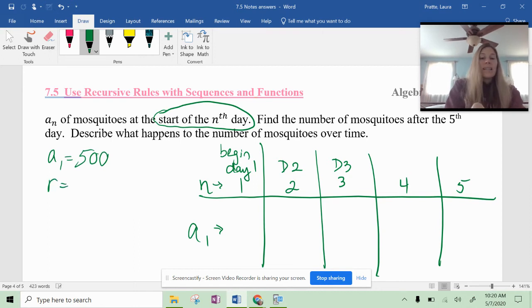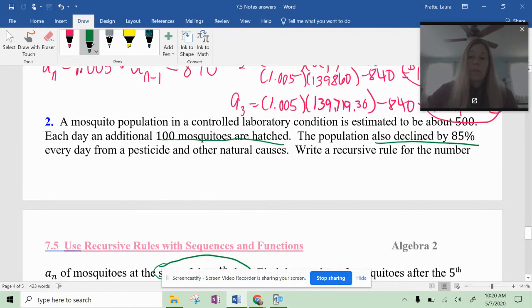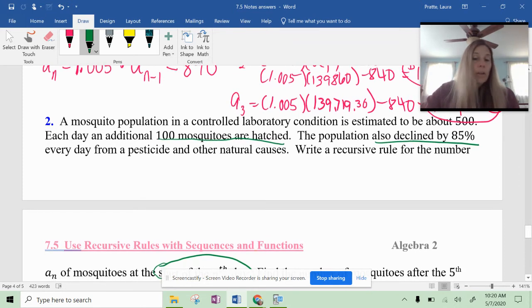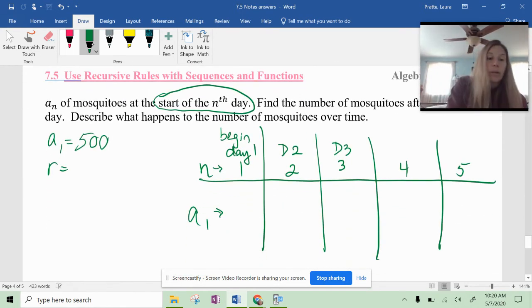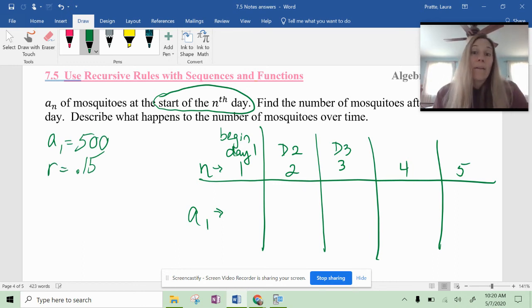Now this time there's a decline. The percentage is a decrease. So we don't need to do the 1 point whatever, because that would be if it was increasing. When it's decreasing by something and you're trying to find out how many are left, if the population is decreasing by 85%, what percentage of mosquitoes are left? 15%. So that's what we want to put here for the r value. Yes, it's decreasing by 85%, but you want to use 0.15 to show how many you still have.